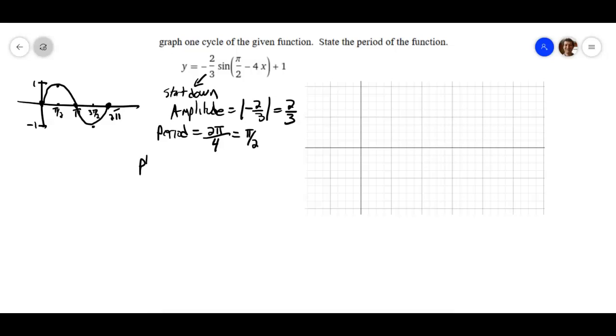We have the phase shift. The phase shift is what makes the inside of the trig function 0. So if we solve for x, this would be x equals pi eighths. You could also factor out this minus 4 and see it as x minus pi eighths, but this is an easy way to do it. And then vertical shift. This is the constant of the function, it's 1.